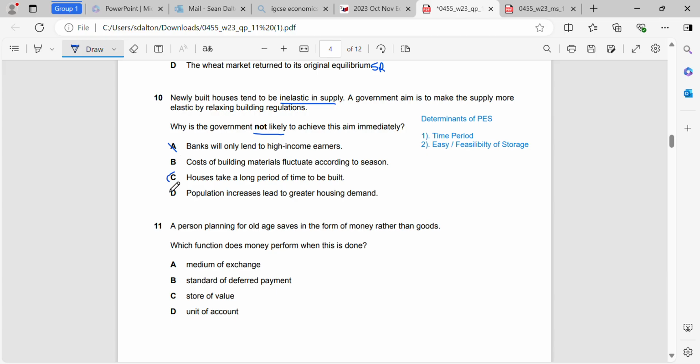The aim relates to the determinants of PES, and if you know them, you should be able to find the correct answer, which is that houses take a long period of time to be built. Because they take a long period of time, that is why they are inelastic in supply. So if they relax building regulations, sure, we might have a lot of new entrants into the industry, but it doesn't necessarily mean that they'll be able to build those houses any quicker than the existing suppliers were already building them.